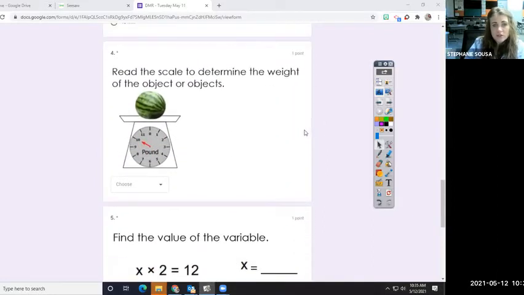Read the scale to determine the weight of the object or objects. This is in pounds. We start at 1, we go around the face of our scale. Our arrow is pointing to the 10. So our correct answer is 10 pounds. Questions on that one?